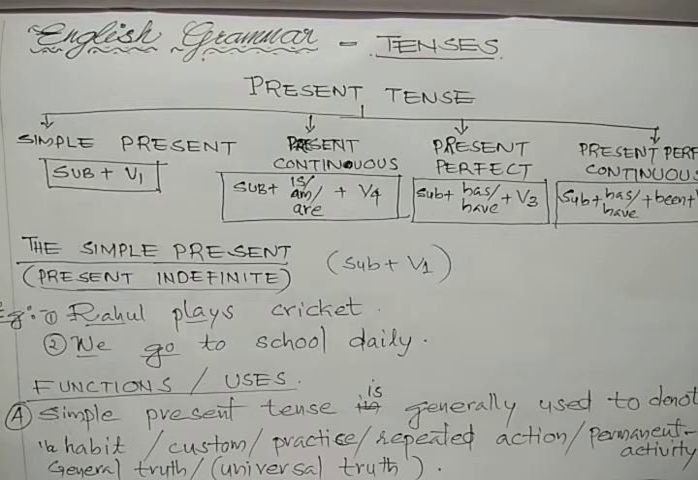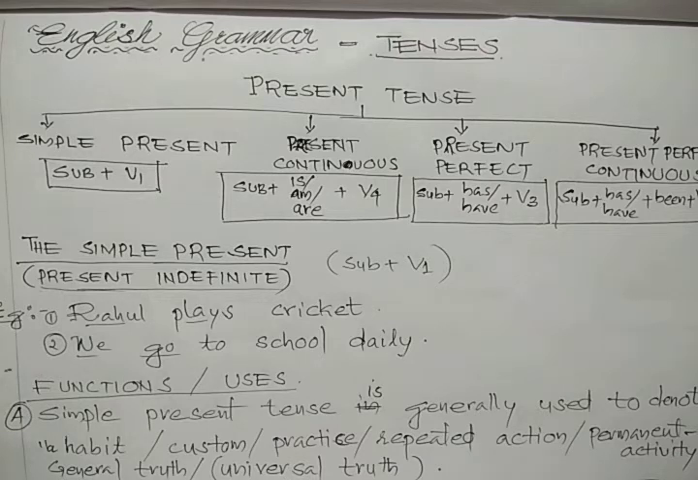First one, the simple present or present indefinite. The structure is subject plus V1. See the example. Rahul plays cricket. Here Rahul is a subject, plays is the V1 form of play. Second, we go to school daily. We plus go. We is the subject, go the V1 form.